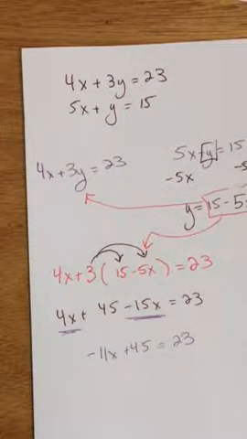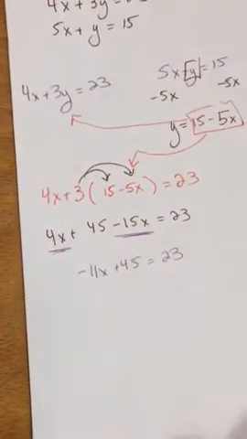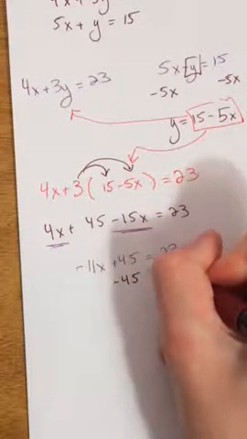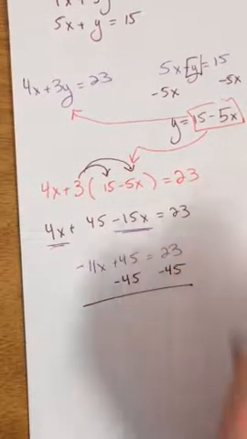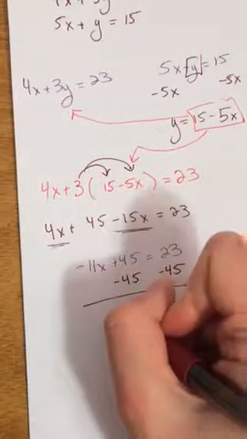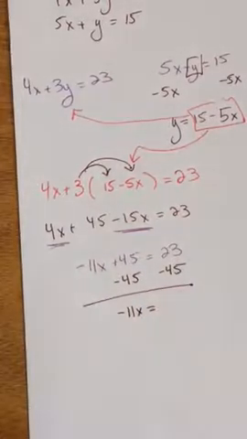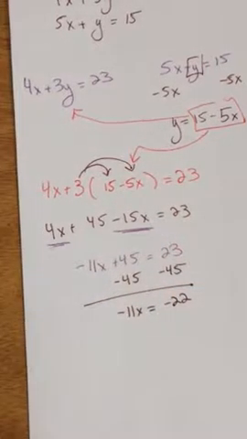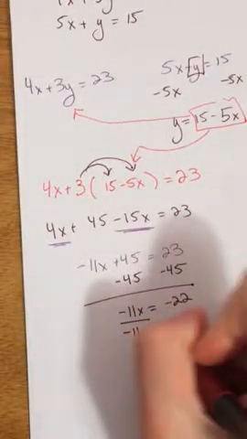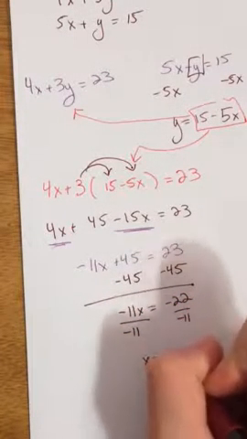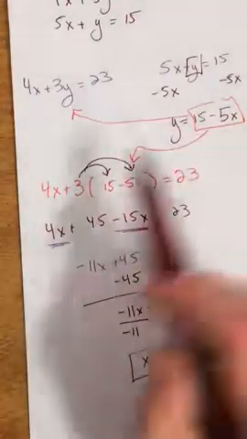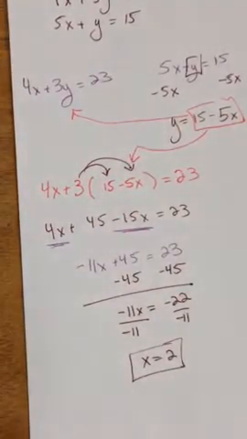Okay. So right here you should be trying to solve it. So I'm going to subtract 45 from both sides. Okay. So I'm going to get negative 11x equals negative 22. And if I divide both sides by negative 11, I'm going to get x equals positive 2. Okay. So even though it was a little scary up here, we got a nice value for x.